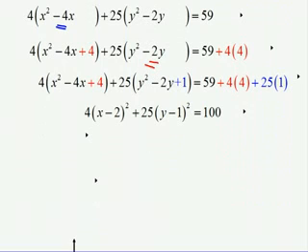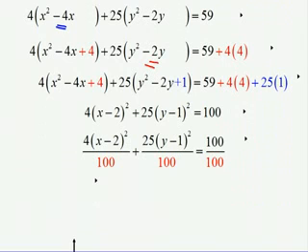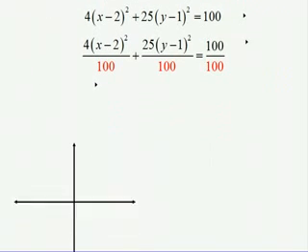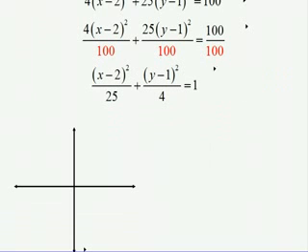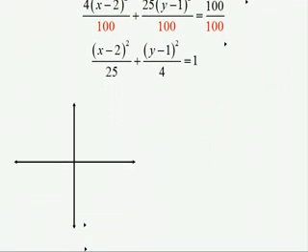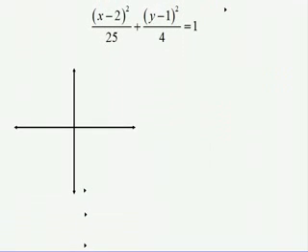Now, I really want the equation to say equals 1, so I'm going to divide everything through by 100. And when I reduce the fractions, this is going to give me x minus 2 squared over 25 plus y minus 1 squared over 4 is equal to 1. So that's my equation in standard form. So now I can tell that the center of the ellipse is going to be 2 from the x minus 2, 1 from the y minus 1.